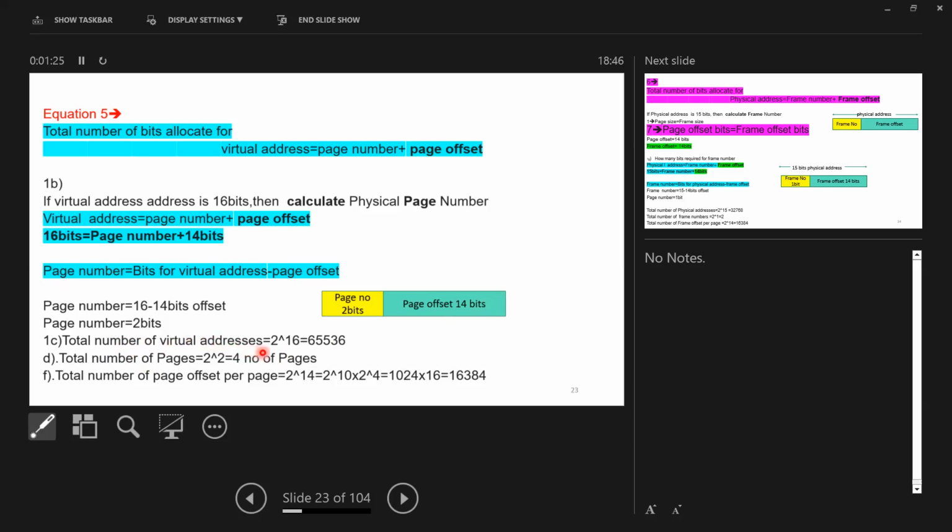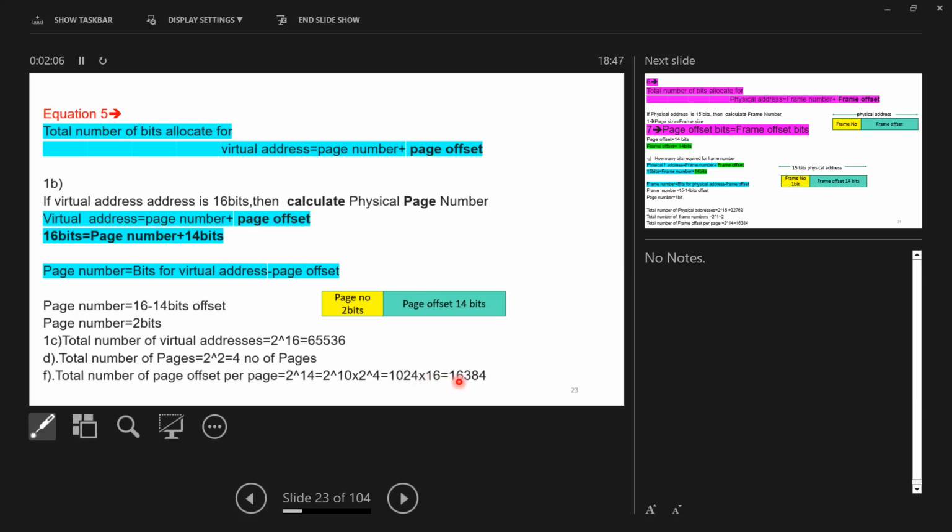Total number of virtual addresses are 2 to the power 16, 65,536, because there are 16 bits. Total number of pages is 2 to the power 2 because there are 2 bits. 2 to the power 2 possibilities are there. That is 4. Total number of offsets per page. There are 14 bits, then it will be 2 to the power 14. That means 2 to the power 10 means 1024 multiplied by 2 to the power 4 means 16.